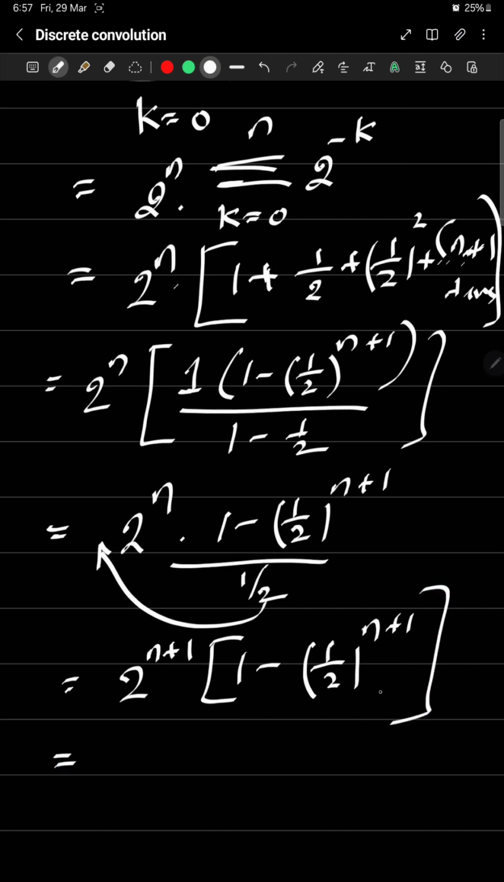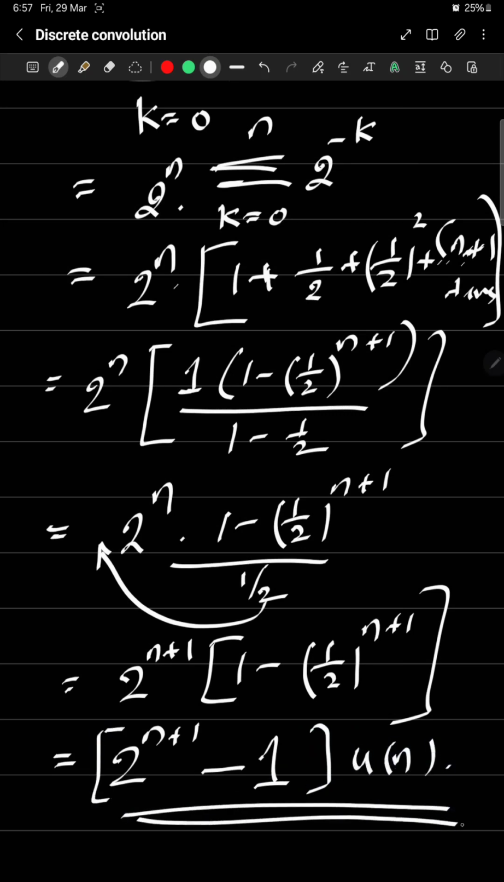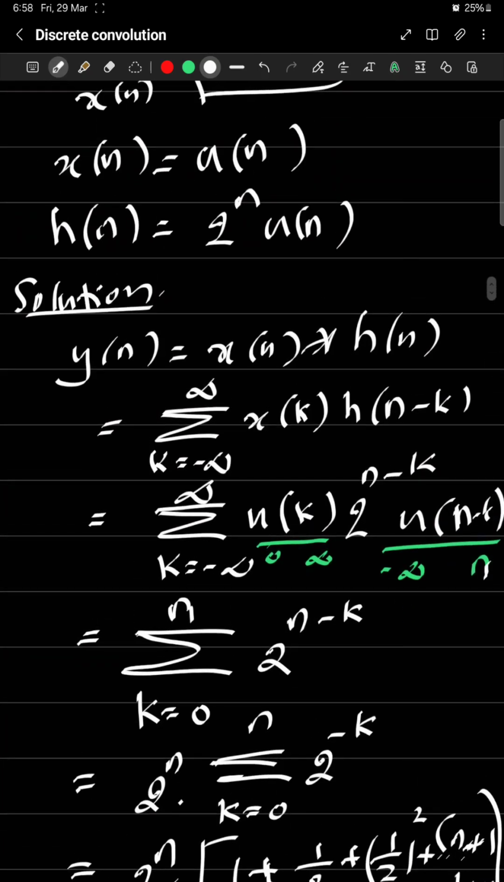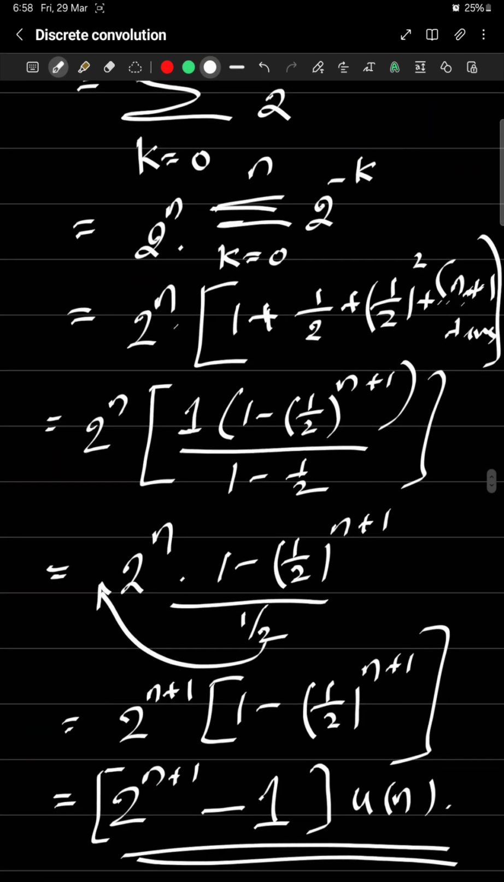Now if you open the bracket, you have 2 raised to n plus 1 minus 2 raised to n plus 1 into 1 by 2 raised to n plus 1. So the 2 will get cancelled, and this will become 1. So you can write the final answer as 2 raised to n plus 1 minus 1, into u of n. So this is what we got using the direct equation. When you use the discrete convolution equation, you will get this answer.